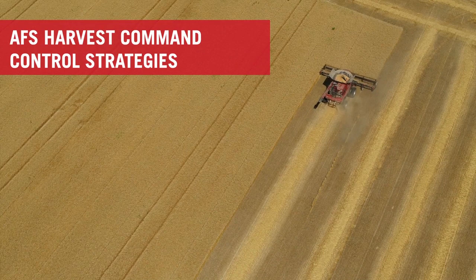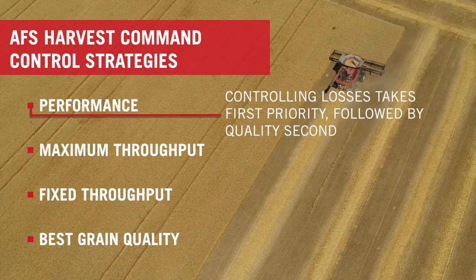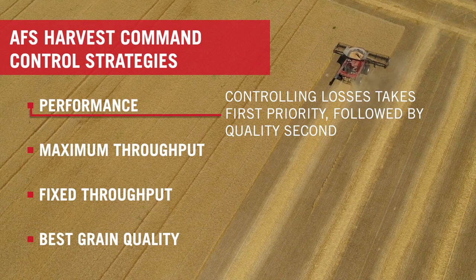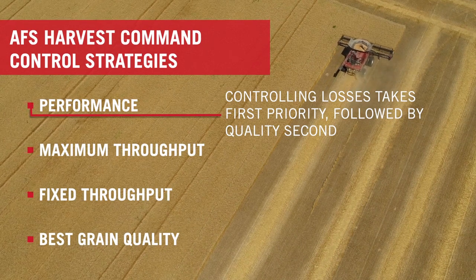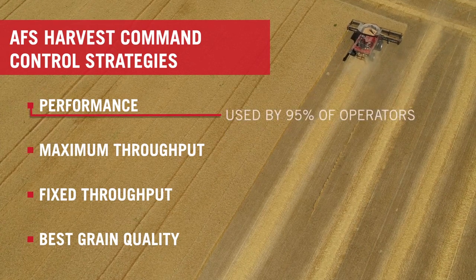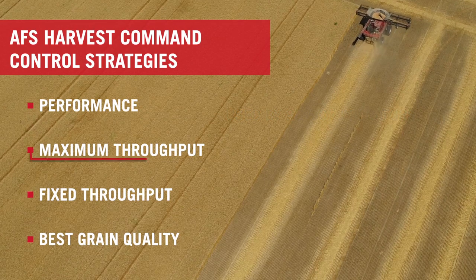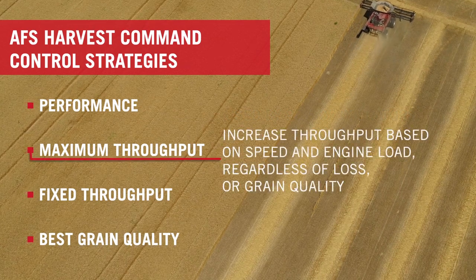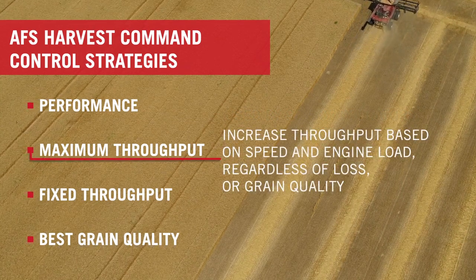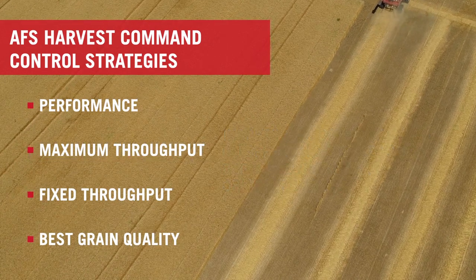Let's quickly go through the 4 strategies we have here. Selecting performance will equalize combine performance using losses, throughput, and grain quality, where losses are prioritized over quality. 95% of operators will be using performance. Selecting max throughput will increase throughput based on speed and engine load regardless of loss or grain quality.